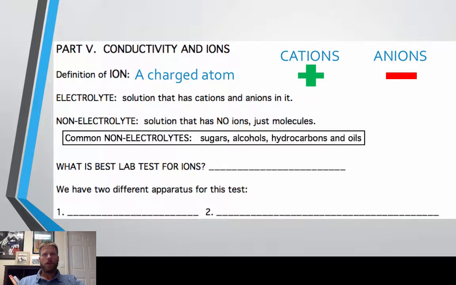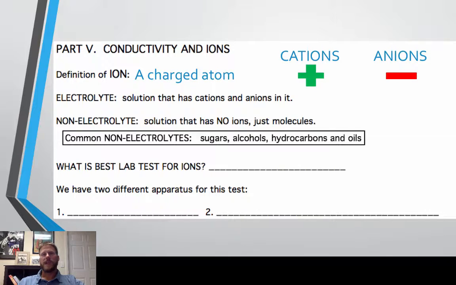The term for a solution that has cations and anions in it is an electrolyte. You've probably heard that term before in terms of sports drinks like Gatorade and Powerade. They are packed with the ions that we lose when we sweat, so you rehydrate a little bit quicker when you drink those sports drinks. A non-electrolyte is simply a solution that does not have ions in it. These are things like sugar water or alcohols or hydrocarbons. They are non-electrolytes. They do not have ions in solution.